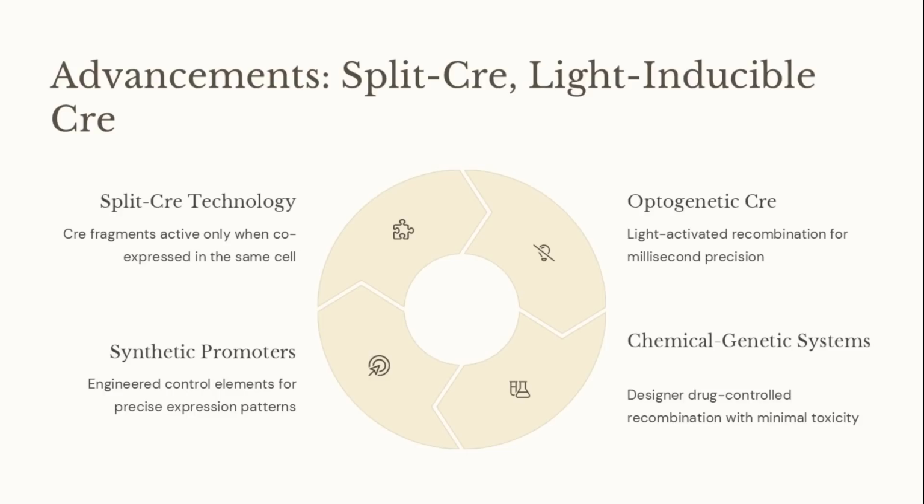Recent advancements in recombination technology include split Cre, optogenetic Cre, synthetic promoters, and chemical genetic systems. Split Cre technology activates Cre fragments only when co-expressed in the same cell. Optogenetic Cre allows light-activated recombination for millisecond precision. Synthetic promoters are engineered for precise expression patterns, and chemical genetic systems enable designer drug-controlled recombination with minimal toxicity.